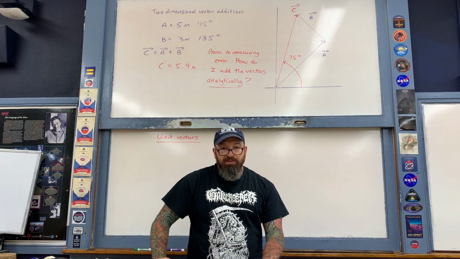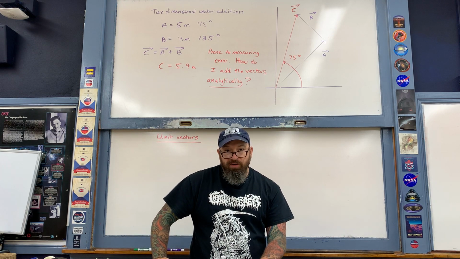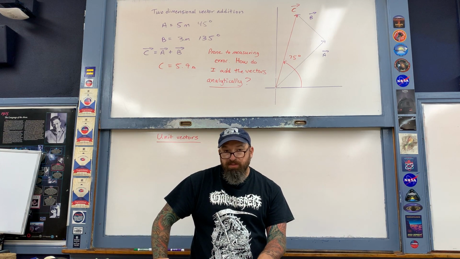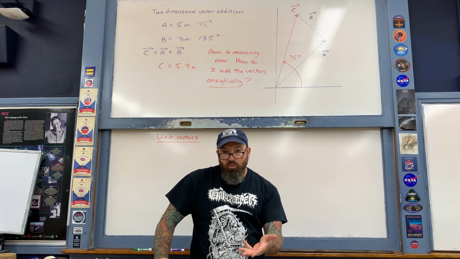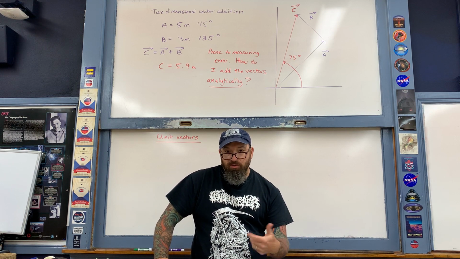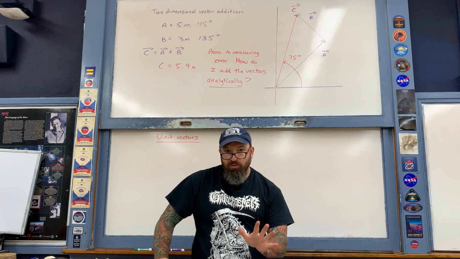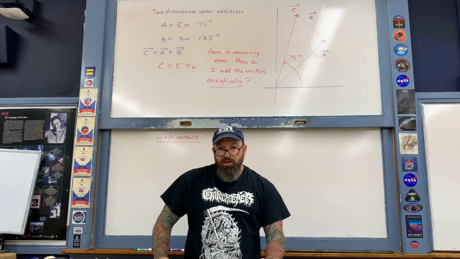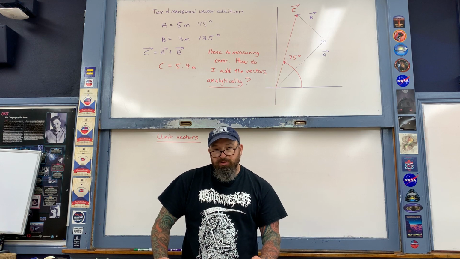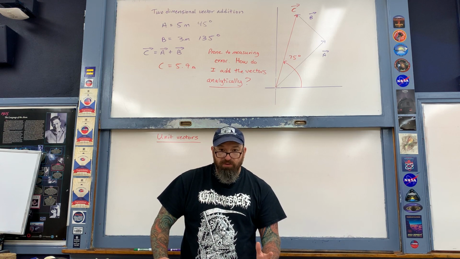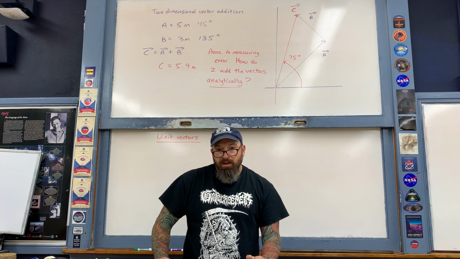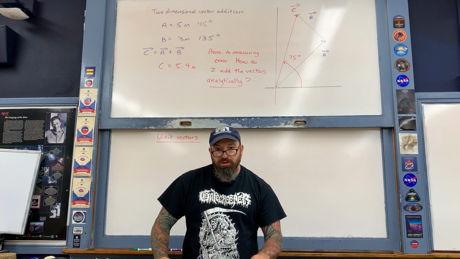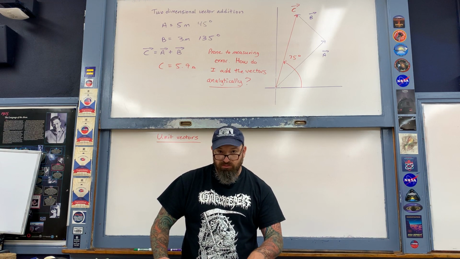Okay, unit vectors have the same properties of ordinary vectors as we've seen so far, except for two things. Number one, by definition, unit vectors always have a magnitude of 1. That's what the word unit means. It means that we have a magnitude of 1. So in the problem that we just completed, this would then mean that the magnitude of a unit vector would be 1 meter. And then secondly, unit vectors always point in specific directions.